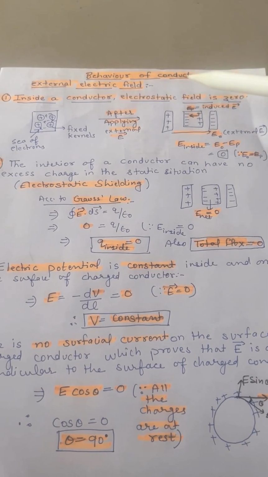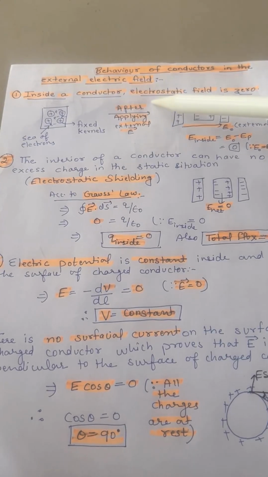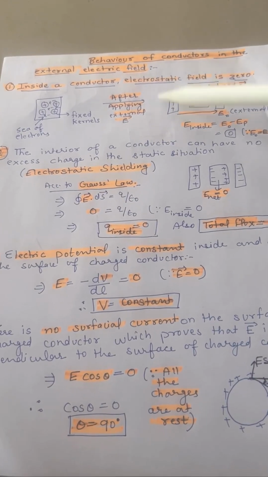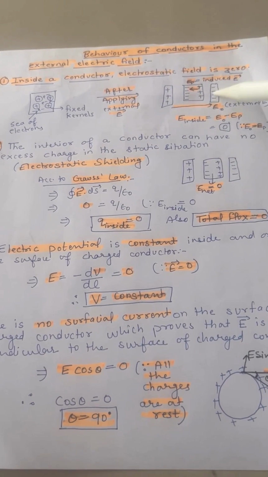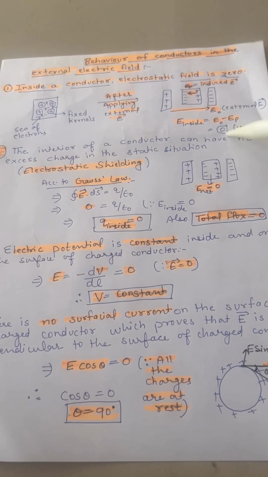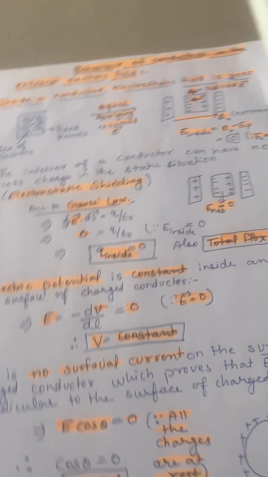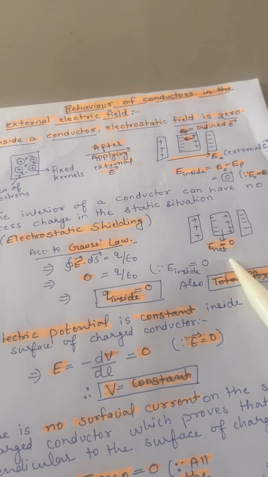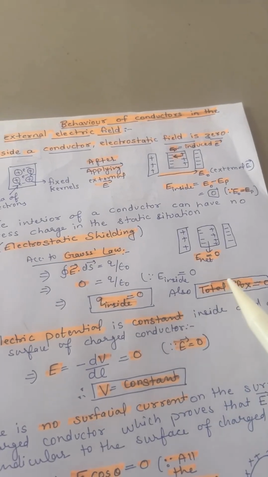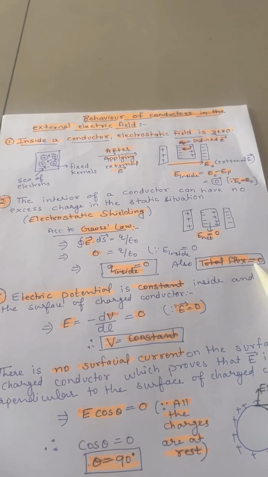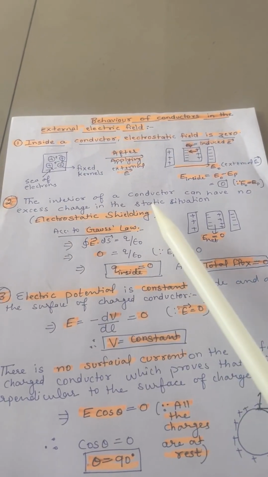Now, it is shown here the behavior of a conductor in the external field, as we have already discussed. Inside the conductor, the net field is zero because in the metal, the applied field is exactly the same as the induced field. And if the electric field inside is zero, definitely the charge enclosed inside the charged conductor will be zero, and this is the concept of electrostatic shielding. And the total flux through the charged conductor will also be zero.